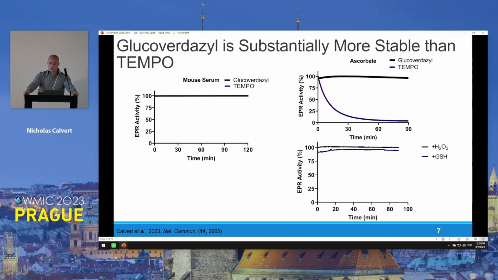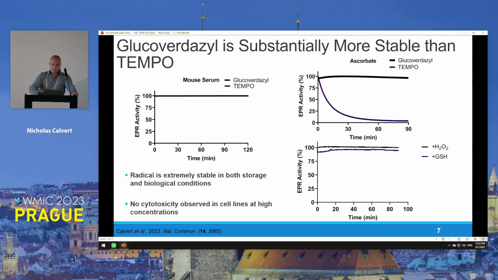We wanted to look at more harsh conditions, so we looked at a stronger oxidizer and a stronger reducer, hydrogen peroxide and reduced glutathione. And again, over 90 minutes, we don't see any change in that radical activity for glucocorticosteroid. So we knew that it was really stable in both storage, which I didn't talk about, and biological conditions. We actually did have a solution of this stored in the fridge for over 365 days and saw only 70% loss of that radical activity. And we don't see any cytotoxicity with this molecule in very high concentrations, up to 25 millimolar in a bunch of different cell lines.